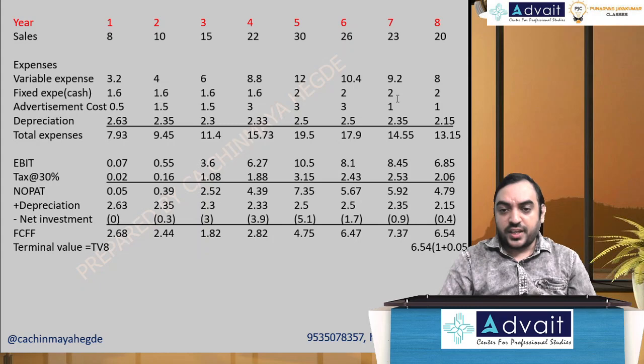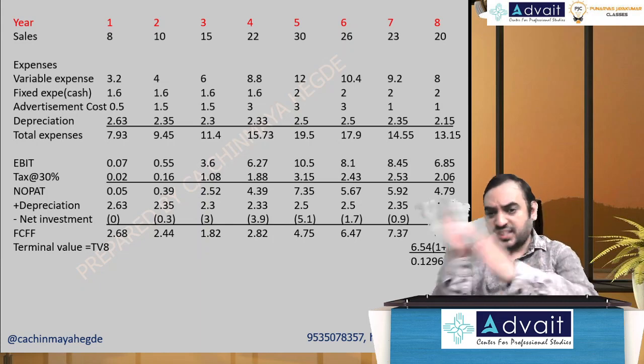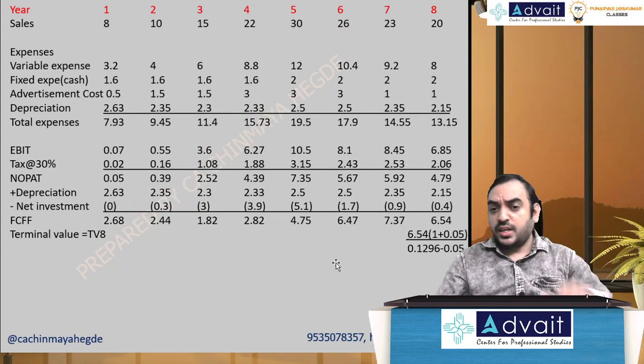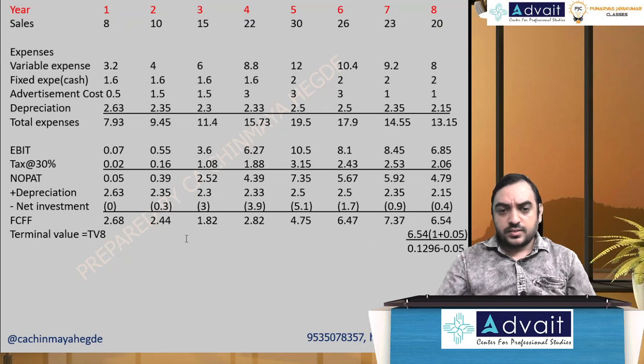So 0.05, divided by K minus G. K was 12.96, we have calculated, minus 0.05. So this value, as I told you, was supposed to be in the next column. I don't have space, so I'm writing it in the year 8 column. But actually, it was supposed to come in the next column. Anyway, the cash flow of year 9 means terminal value we get at the end of year 8 only. If we had one more column, it would be more comfortable.